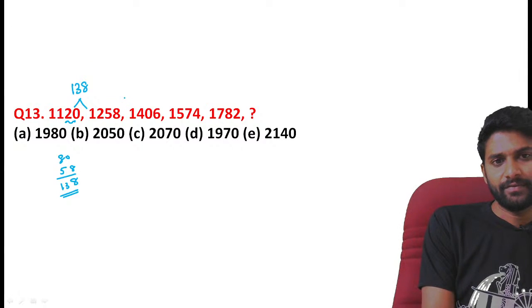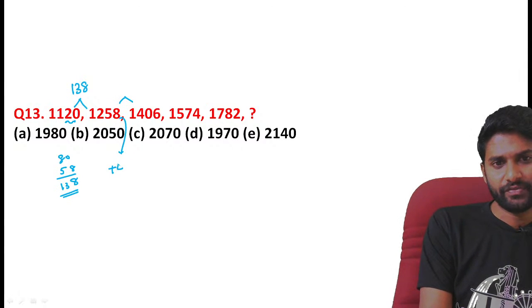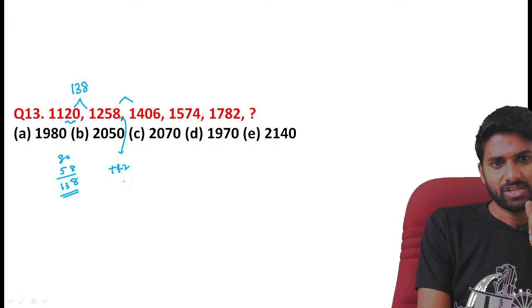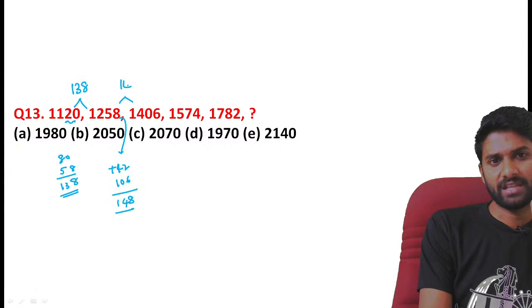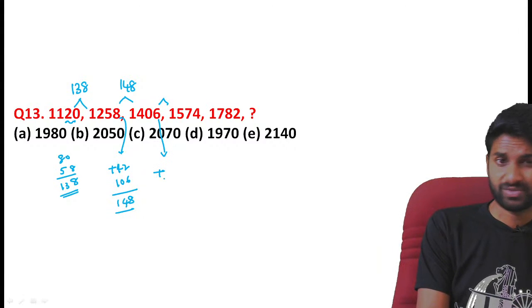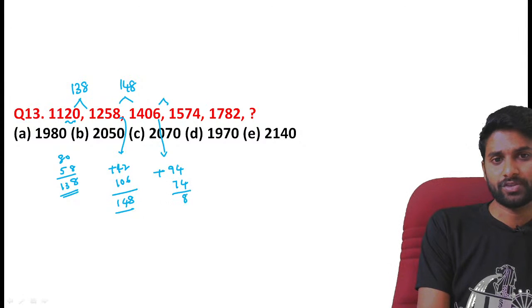Next one, see. 1258 becomes 1406. See, 48 plus 52, the value becomes 1300. So we have 106 extra. Now see, here the value becomes 148. We just add this number 148. Now 1406 becomes 1574. See, we just add here. So 74 becomes 100 means we add 26 plus 142. We are adding only 168. Here 168.